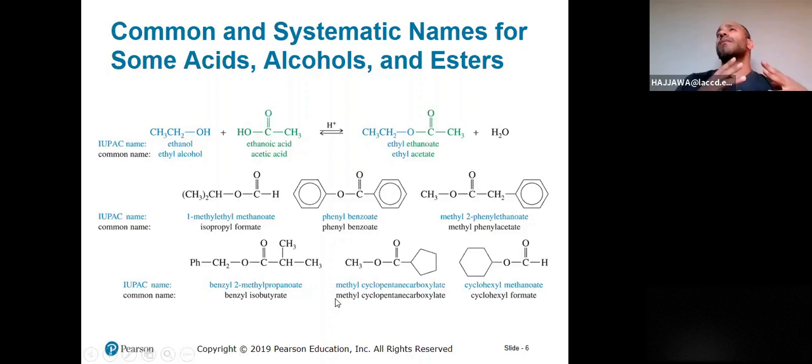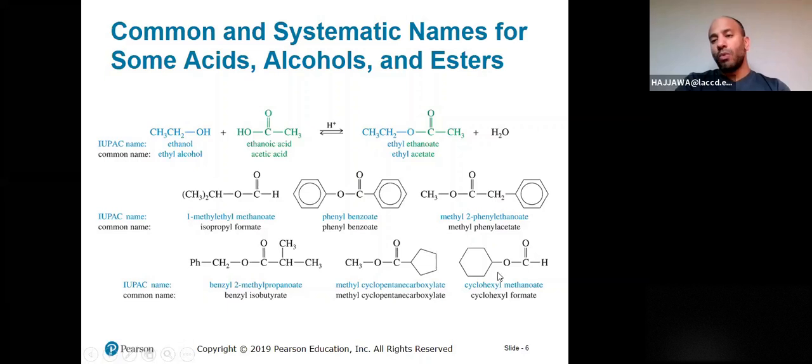We named, if we have a cyclopentane with a carboxylic acid moiety attached to it, we named that as a cyclopentane carboxylic acid. Same thing here. If I would have a cyclopentane with an ester group attached, that would be named as basically carboxylate. So methyl would be the alkyl group, and this would be cyclopentane carboxylate.